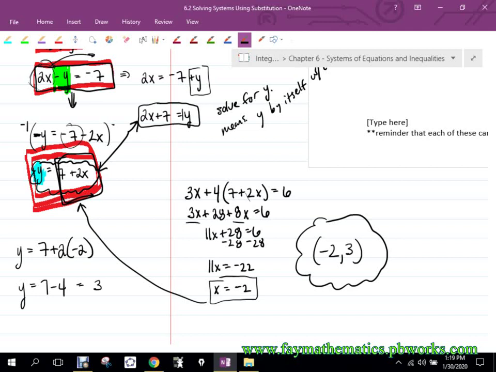Because when I take the x here of negative 2, plug it back into this equation that said y equals 7 plus 2x, that x becomes negative 2. So it's 7 plus 2 times negative 2. So that's going to become negative 4, right? So 7 plus negative 4 is something like 7 minus 4. And there's my 3. Do we feel like we're maybe getting better at this?